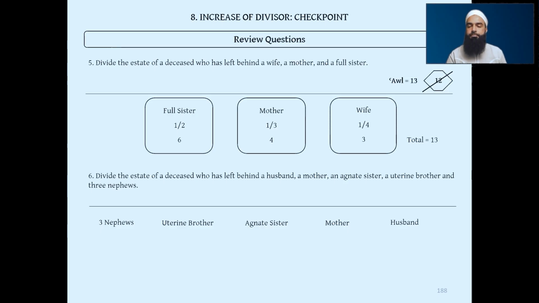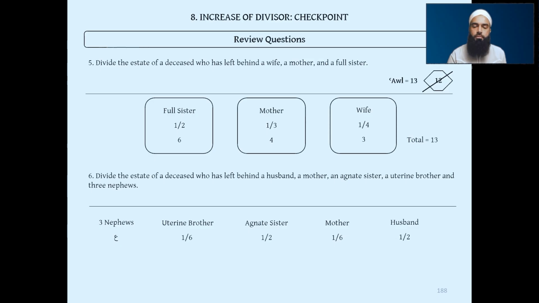Revealing the answer, the husband, because there's no children, receives a half. Mother, because there are 2 siblings, an agnate sister and a uterine brother, will get a 1/6. The agnate sister will get a half. The uterine brother will get 1/6. And the nephews will become the asaba, the agnatic shareholders.